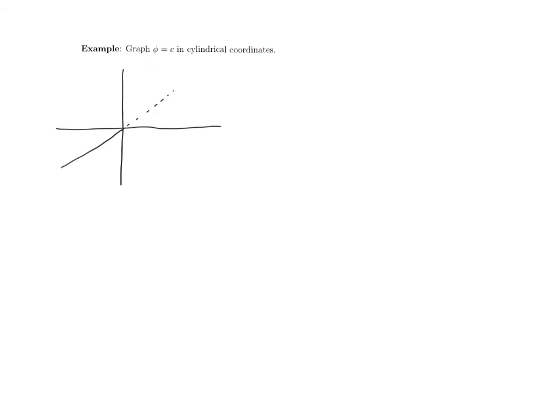So let's look at one more common surface. Let's graph the surface phi equals a fixed constant in cylindrical coordinates. And note our assumption is going to be that the value of c is somewhere between 0 and pi. And if I wanted to think about representing this in terms of a set of points, we're thinking all points in spherical coordinates where rho and theta have no restrictions placed on them, but that phi coordinate is always c.